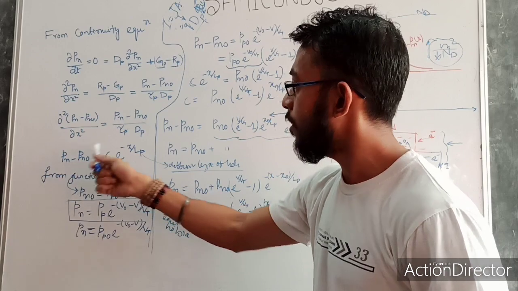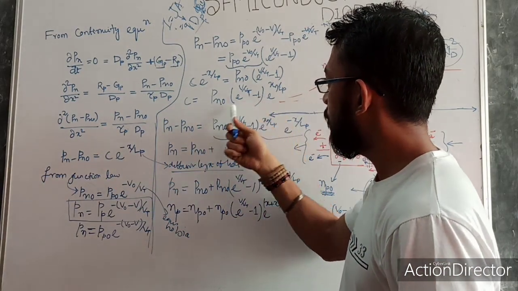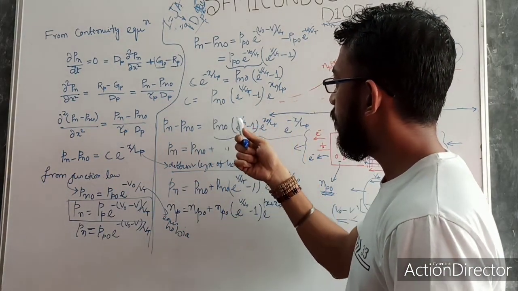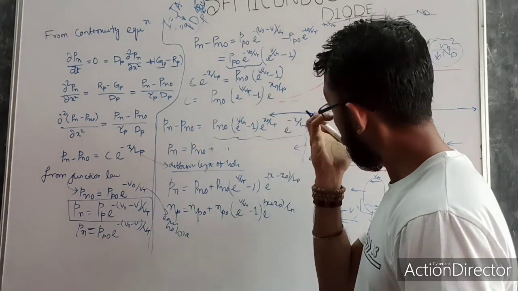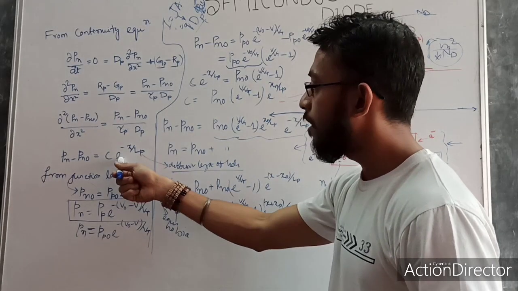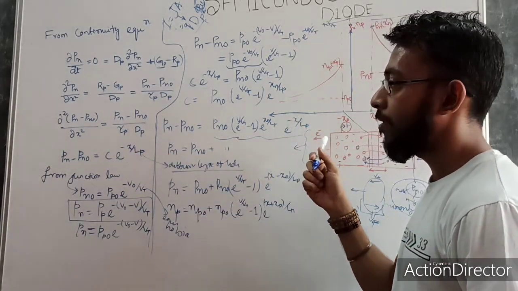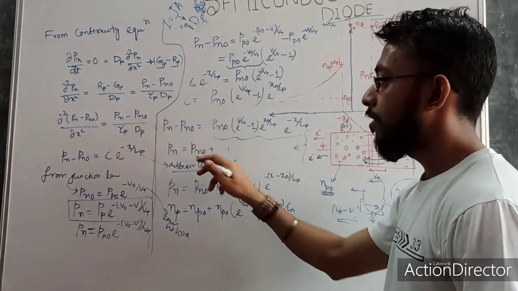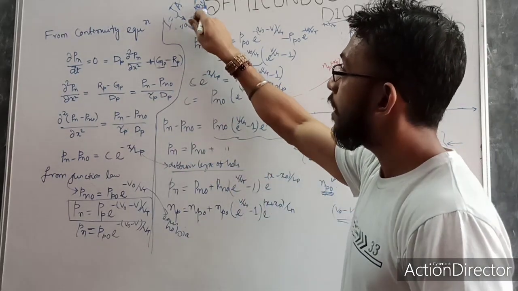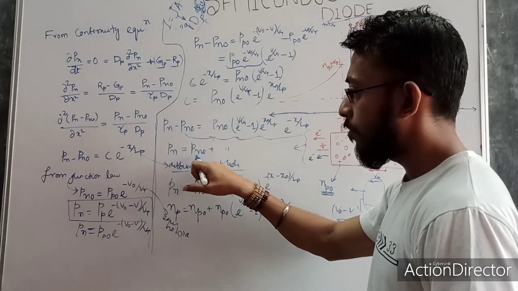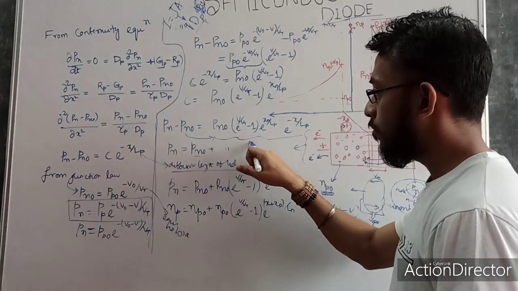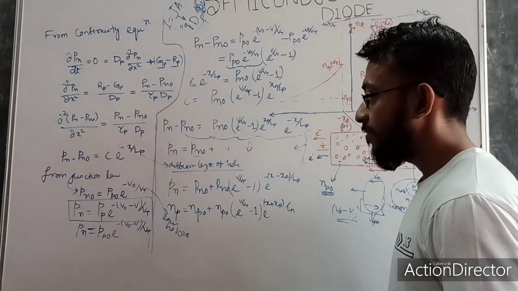In place of C I will put this value. So what will be pn minus pn naught? This is the C value, I wrote it directly over here: pn naught into e power V by Vt minus 1, e power xn upon Lp, multiplied by e power minus x by Lp. This is my pn minus pn naught. So what will I do? I have to find my pn. So I am taking this pn naught value to this side, so it will be added over here. So pn naught plus all the value that is over there, that will be the same.